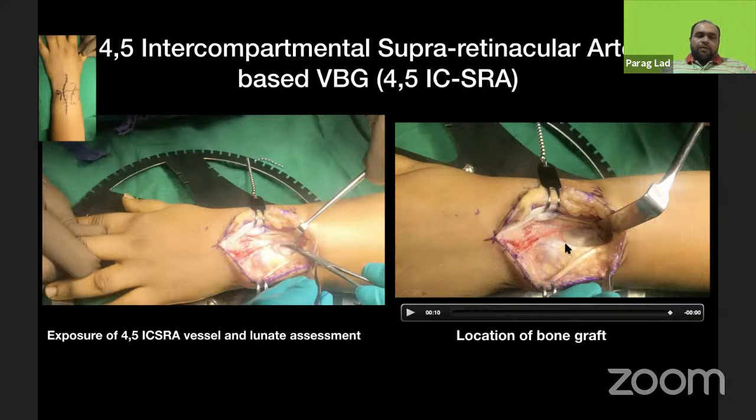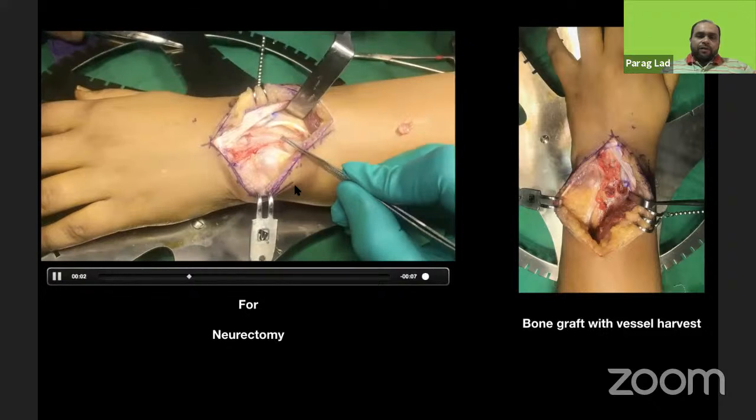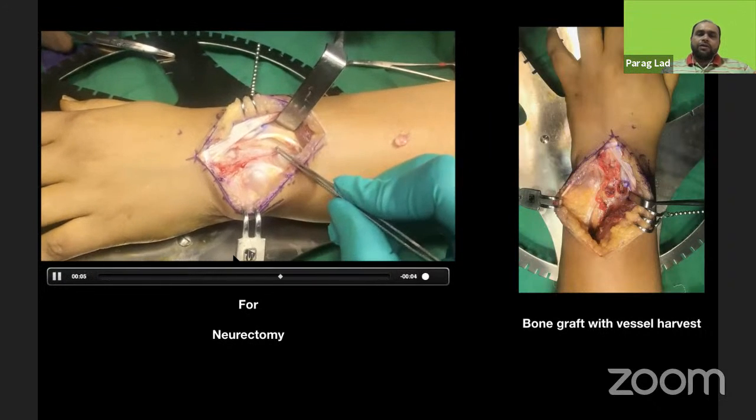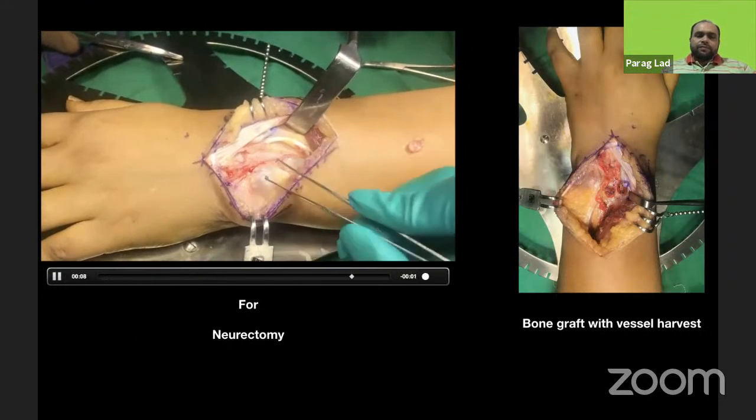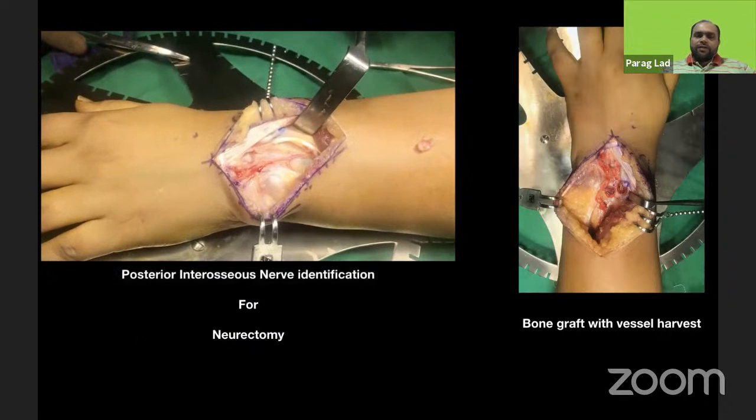Now again, when we are doing this procedure, what I am showing here is the posterior interosseous nerve as well. It has been proved in the literature also that apart from this procedure, if you do a posterior interosseous nerve neurectomy, there is definitely a very high chance of very good recovery, and the patient gets pain relief in a much better way. So this is exactly the bifurcation of the vessel of the fourth and fifth extensor compartment, and we are going to take a bone graft from here after ligating this part of the vessel.